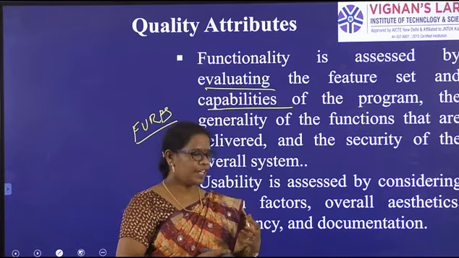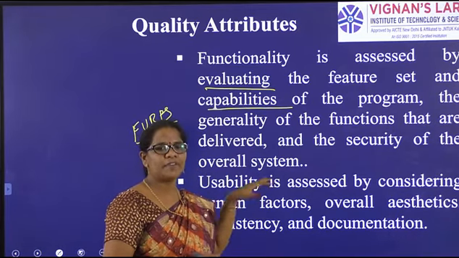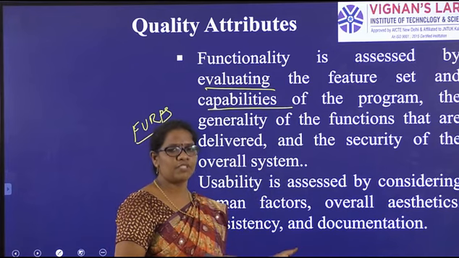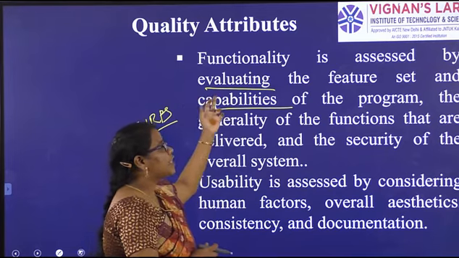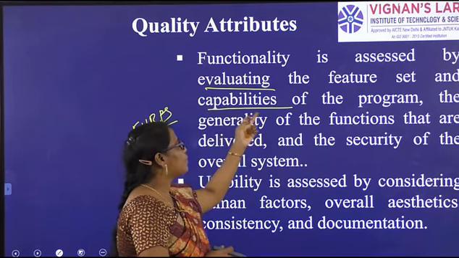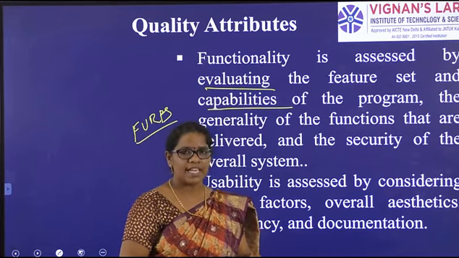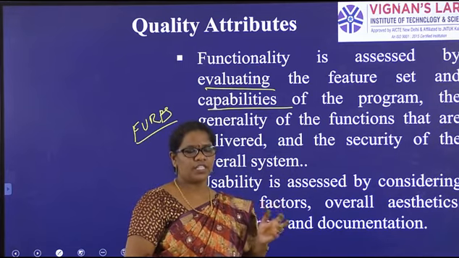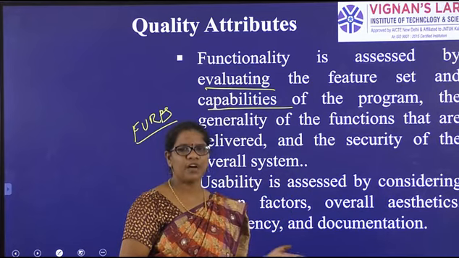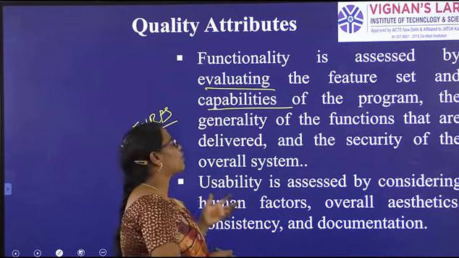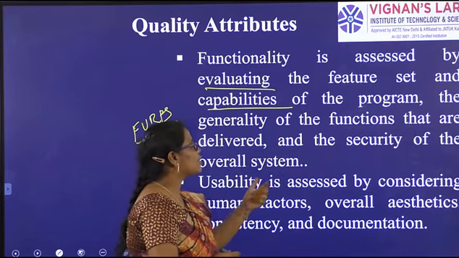Okay. For example, this is a smart board. How will this smart board work? How can we examine the functionality of this software? That can be evaluated by the feature set and the capabilities of the program. In the program, what you have written in it: whether it supports multitasking, whether it works on all the different operating systems we have, and whether it is operable on those operating systems or not. Also the generality of the functions that are delivered and the security of the overall system.